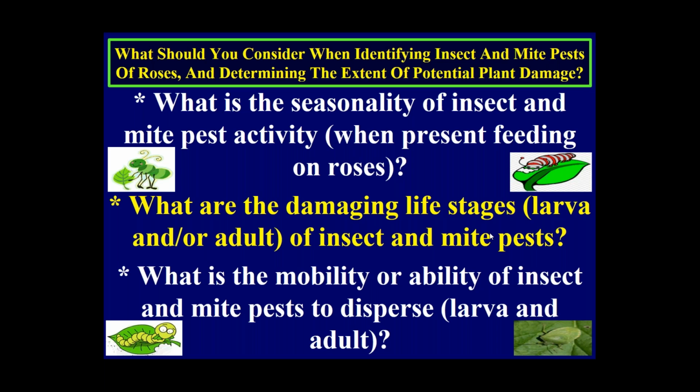Number two, what are the damaging life stages? Not all the life stages are going to be damaging the plant, and we'll talk about those, okay? Sometimes you'll get the adults, sometimes you'll get the larvae, sometimes you'll get both. And the last one is, what is the mobility or ability of insect and mite pests to disperse? And that's important when we're talking about movement from one rose plant to the next.